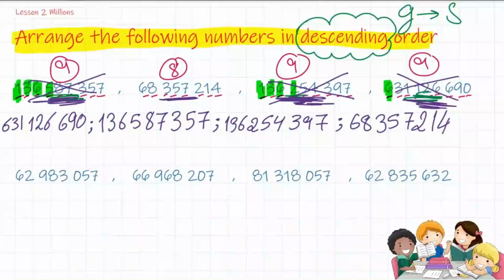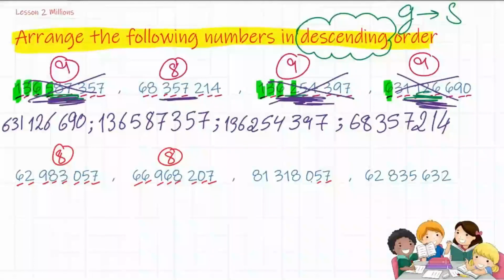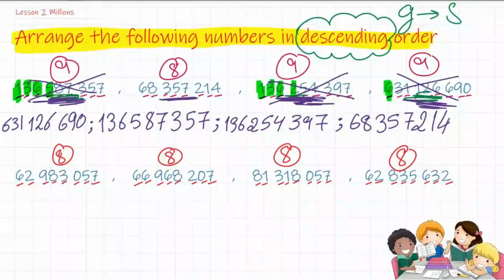First step, you have to count the number of digits in each number. We have here 1, 2, 3, 4, 5, 6, 7, 8 digits. We have in the next number 8 digits. And the third number 8 digits as well. And we have here 8 digits. So all numbers having the same number of digits.